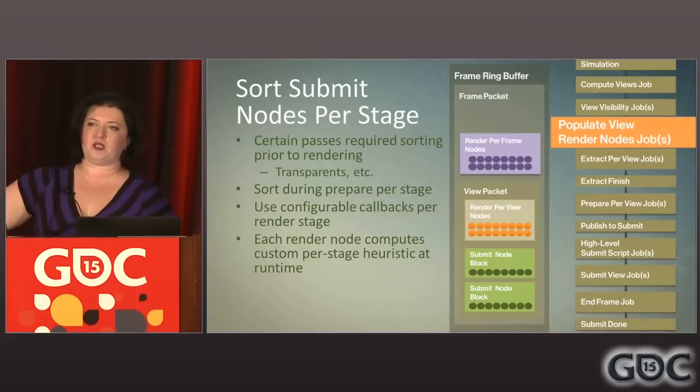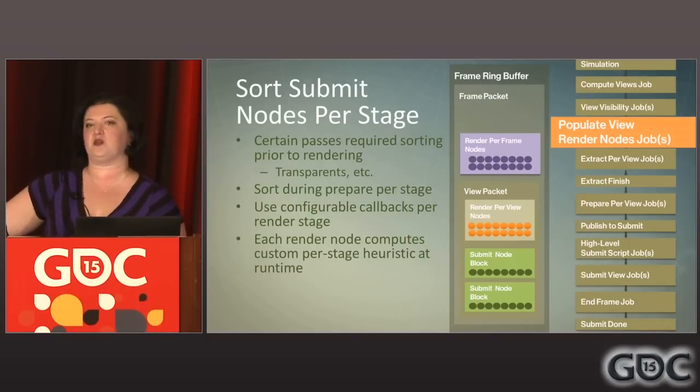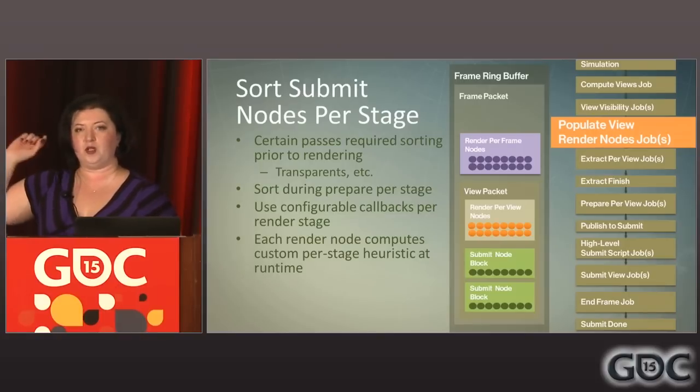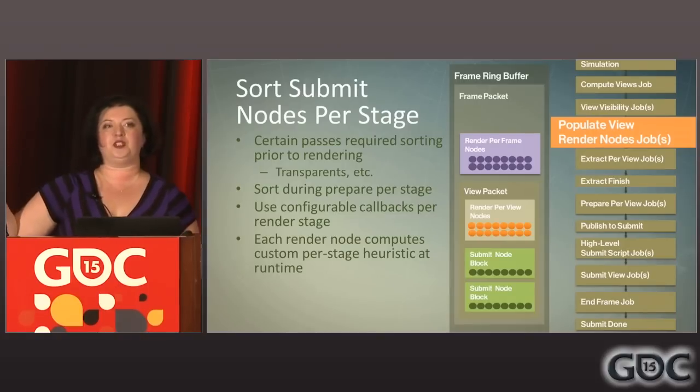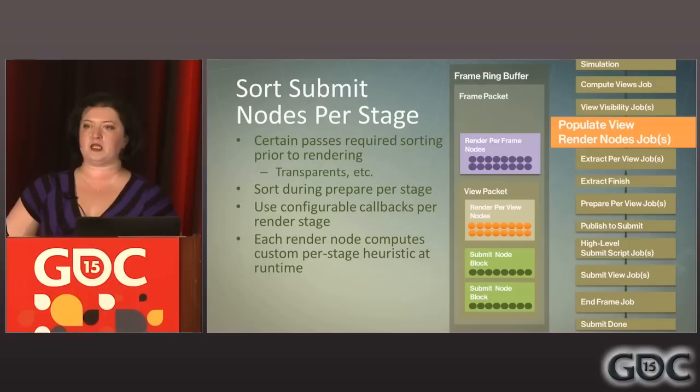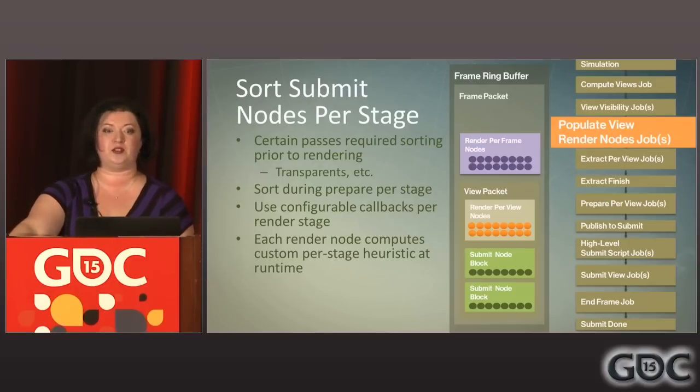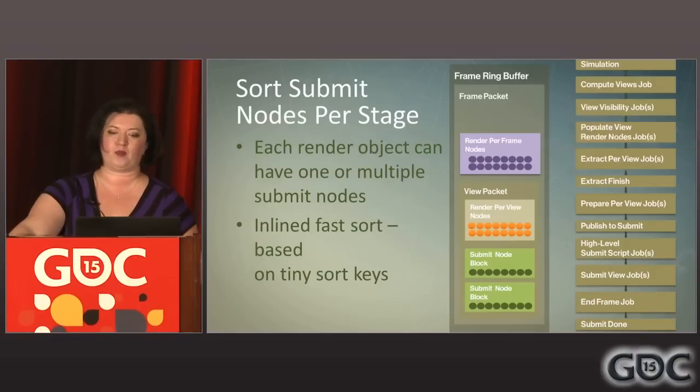Now, these submit nodes are how we run all of the sorting. Remember, transparents need to render in a very specific order, back to front. Great. We only sort the submit nodes, and we're good to go. If we want to sort G-buffer submission per feature for coherency, great. We'll create a submit sort metric to control it per render stage.